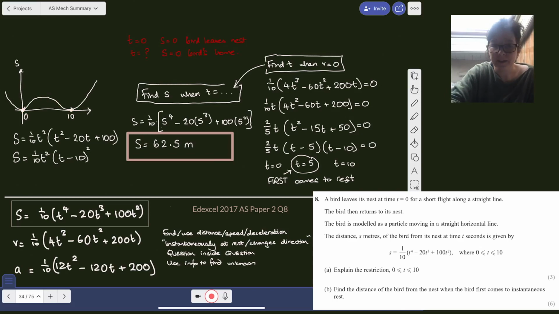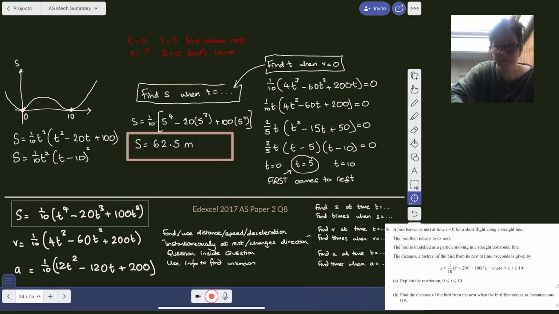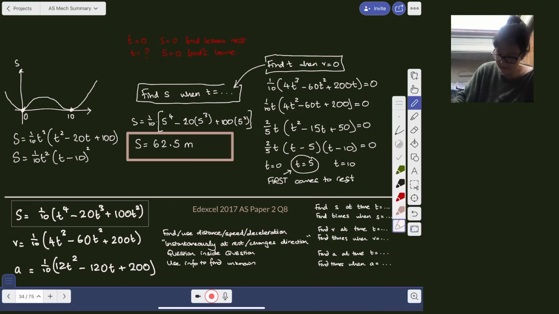Right, last thing, let's tick off what we actually did. What did we have to do? We did a question inside a question. One of the questions was to find s at a particular time, and the other one was to find the times when v equaled 0. We didn't have to use information to find an unknown. There was no plus c or any other letters that we didn't know. It did mention instantaneously at rest, and it was talking about distance instead of displacement. So a fairly classic question, this one.